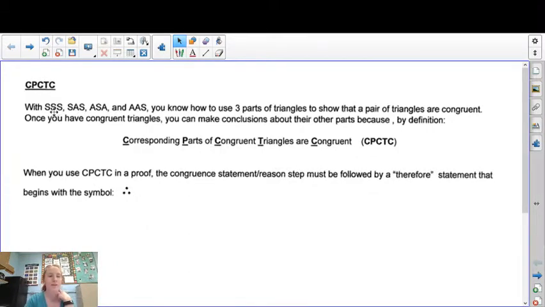So for example, say I'm using side-side-side, and it's asking me to prove that an angle in that triangle is congruent. Well, I've already proved the sides, so then I have to go back and say, since I've proved the triangle is congruent, therefore the angles are also congruent based on CPCTC. Corresponding parts of congruent triangles are congruent.